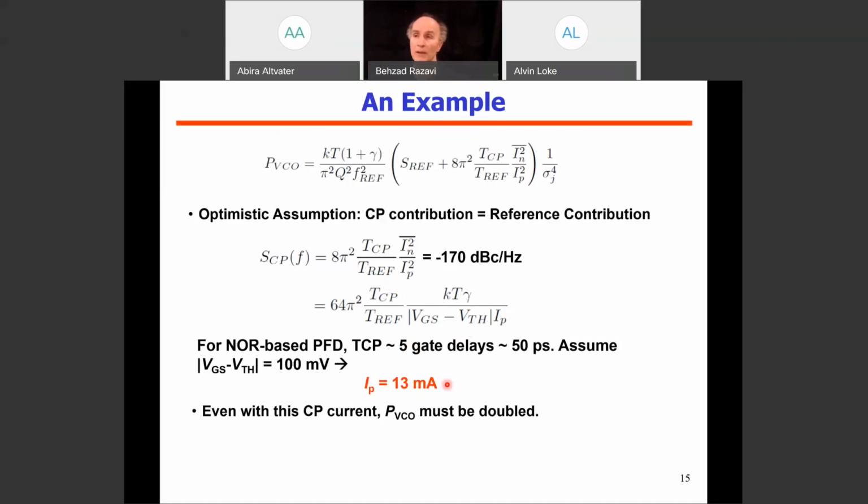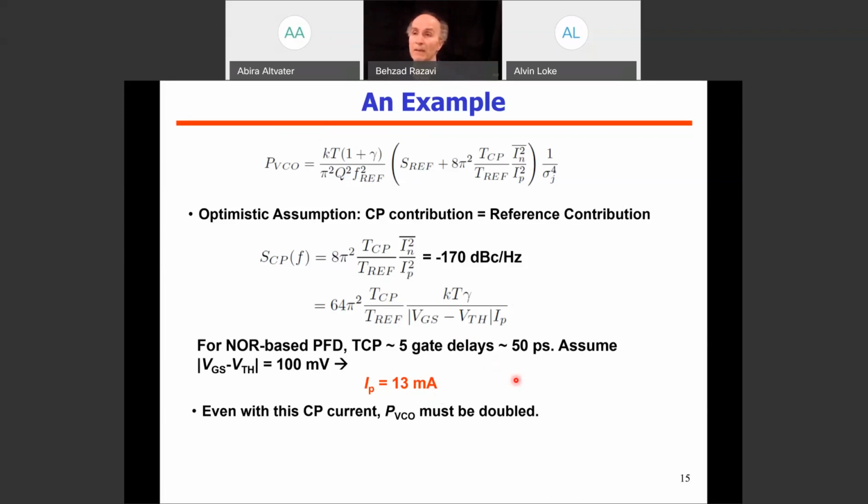So this requires extremely large devices in the charge pump with lots of capacitances and lots of delays. We have to be able to turn these transistors on and off in 50 picoseconds. So that becomes a great challenge just in terms of charge pump design. The power consumption of the charge pump is not that high because this 13 milliamps appears only for 50 picoseconds out of, for example, 10 nanoseconds. So it's negligible. But we still have 13 milliamps that we have to deal with.